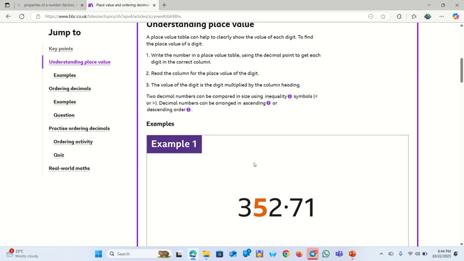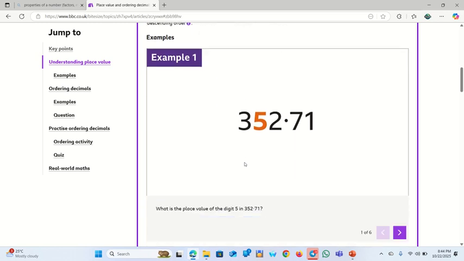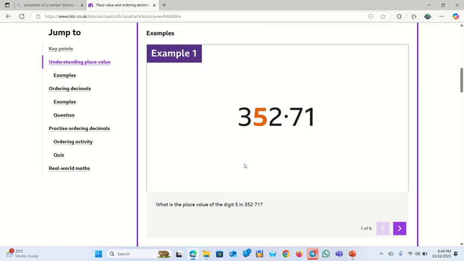Okay. So a simple example is written right here on the screen. We're having 352.71, and we are asked to state what place value 5 is in that particular number. So what place value is 5?